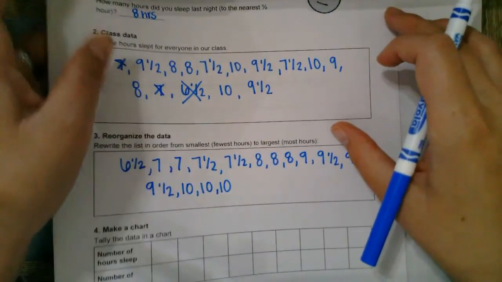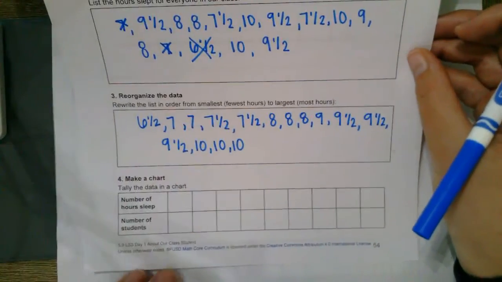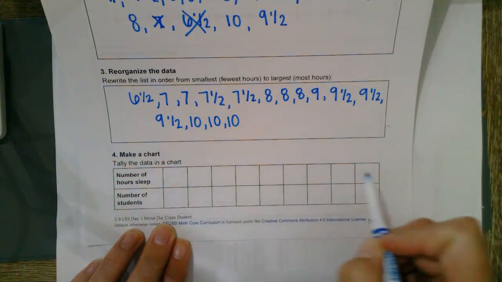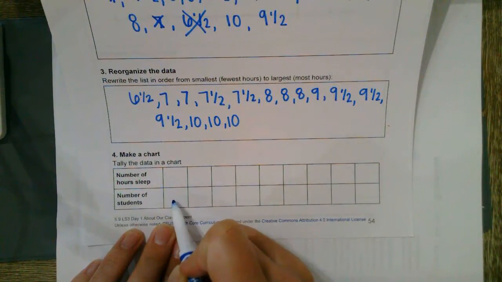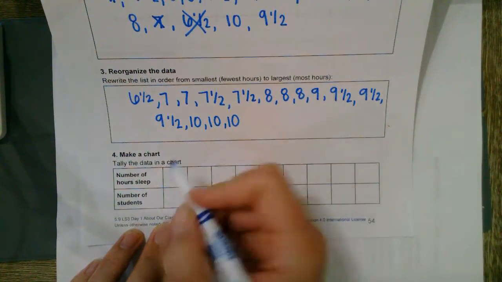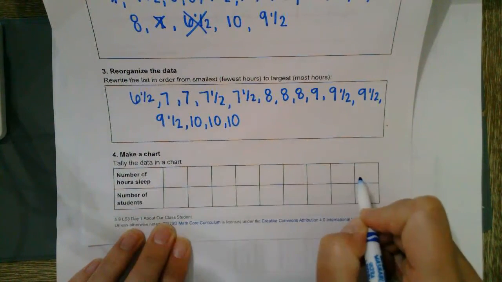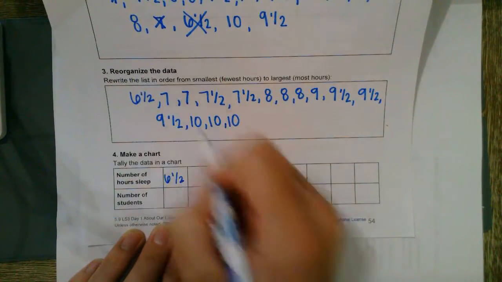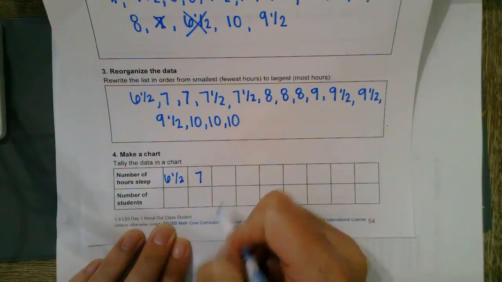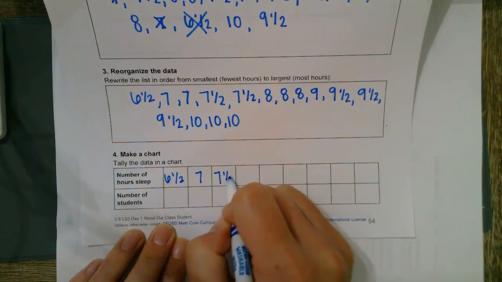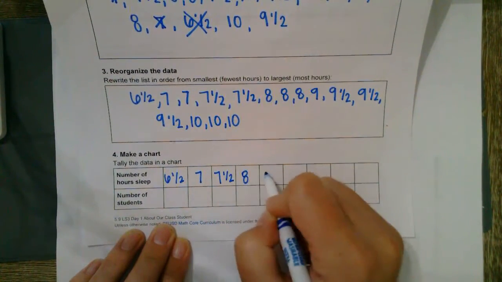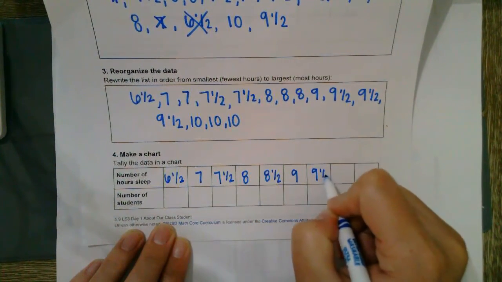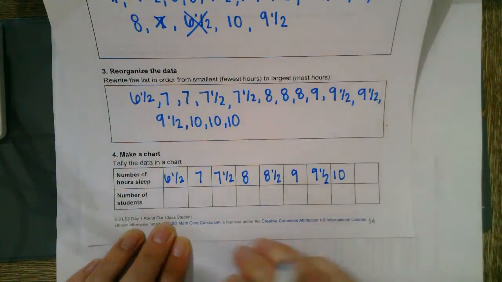So hold on, let me move this up so you can see it. Now we are going to put the numbers of hours slept here, and then how many students, we're going to tally them down here. So for example, and I'm going to do it from smallest to largest again. So I'm going to do 6.5, and then I'm going to do 7, 7.5, 8, 8.5, 9, 9.5, 10.